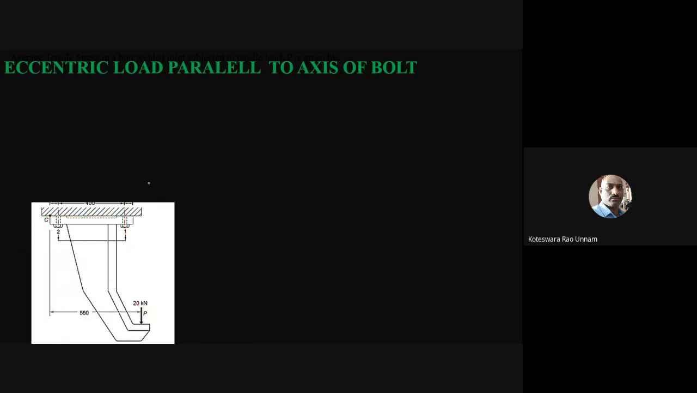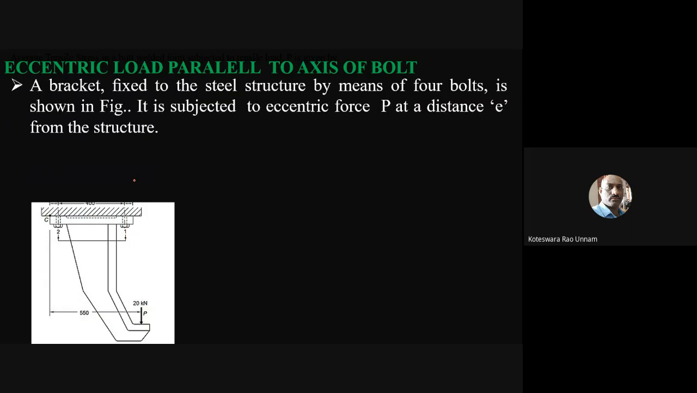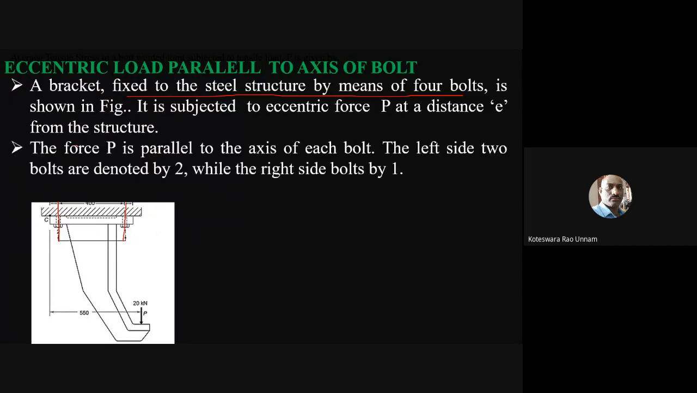Now we'll see that step by step. A bracket is fixed to the steel structure by means of 4 bolts. Here you have only one view. At this location there are two bolts, and at this location also there are two bolts, as shown in the figure. It is subjected to an eccentric force P at a distance e from the structure. The force P is parallel to the axis of each bolt.